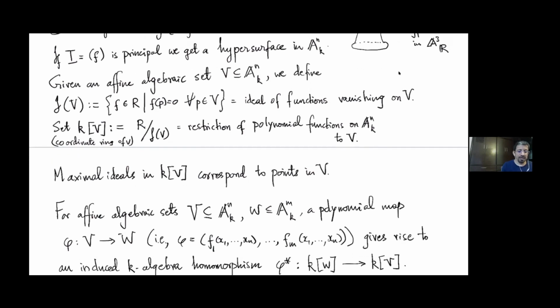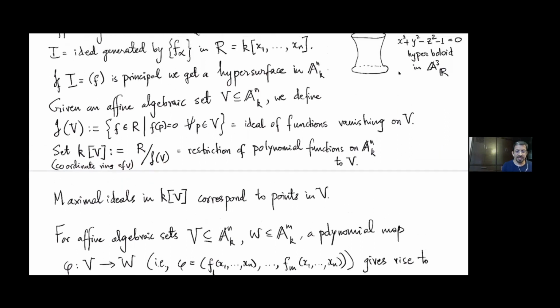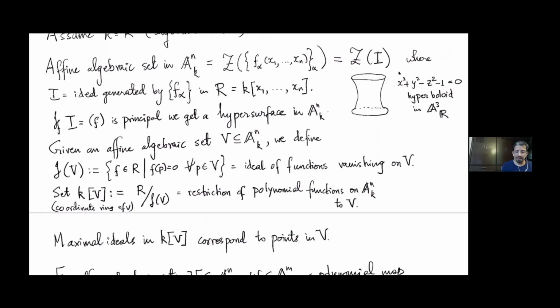And we define the coordinate ring of V to be this quotient. What is this? This is basically the set of all polynomial functions. Polynomial functions on K^n are just polynomials in n variables, but you restrict them to V. When you restrict them to V, functions which are 0 on V should be killed. That's why I'm quotienting out by the ideal consisting of all functions which vanish on V. So when I restrict polynomial functions to V, I get the polynomial ring modulo the ideal of functions vanishing on V.